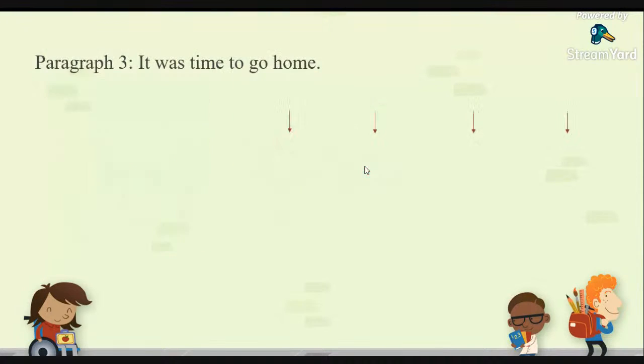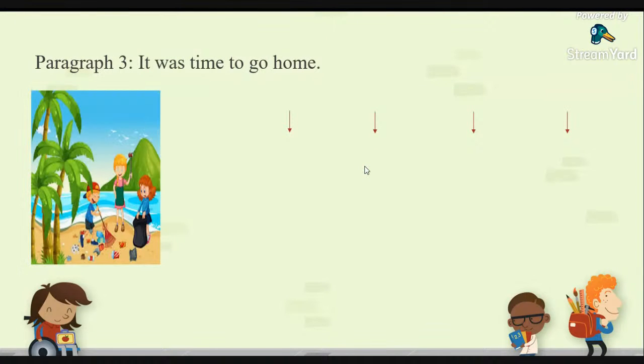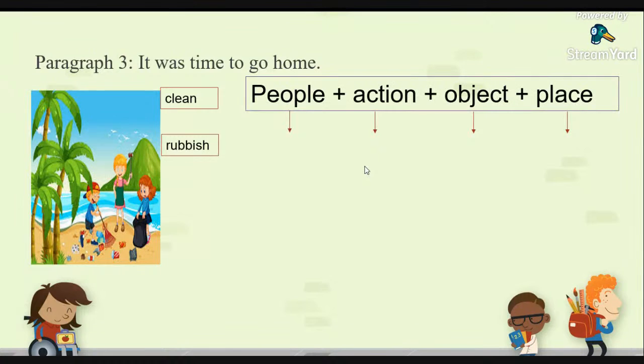Okay, let's look at the first one. What do you see here? You see the children cleaning. Clean what? Clean the rubbish. So when we want to write a sentence, people who? We. You can say, my father and I, also can. My mother and my father, also can. Do what? We clean. Clean what? We clean up our picnic spot.